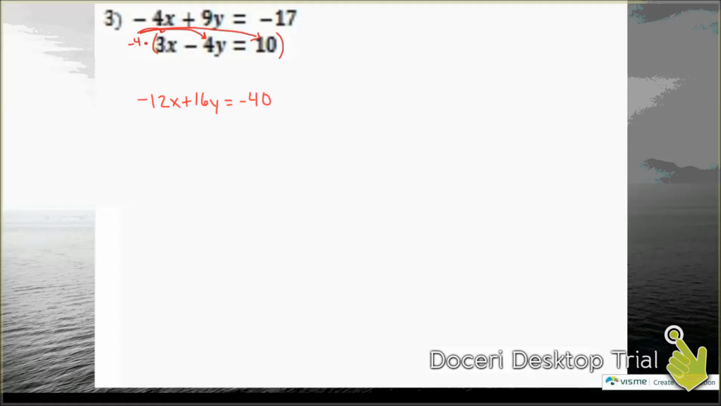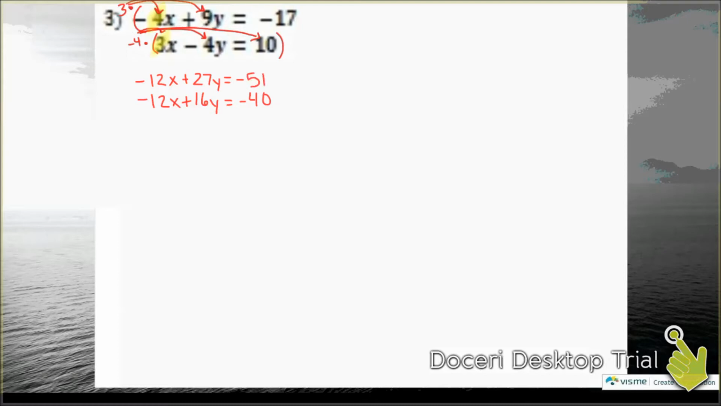So now let's take our top equation, and we're going to multiply this whole thing by 3. And again, we're getting that from our two coefficients. So there was the 4, and there was the 3. So let's try that now. 3 times negative 4 gives me negative 12. Now remember, it's got to go first because it was first originally. 3 times 9y, well, that tells me I have 9, 18, 27y. And then finally, I have 3 times negative 17, which gives me negative 51.